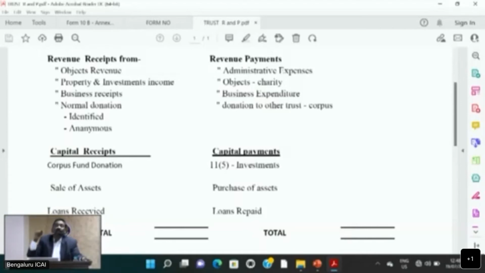Not related to the objects, for the sake of objects. Directly related to the objects, second item, objects related expenditure. In a school, teachers' salaries, objects expenditure. Office manager salary, administrative expenditure. You have to fill up in the ITR 7 as per this. So when you prepare the receipts and payment account, you should classify them correctly, correctly prepare and fill up. That's why I am giving this.